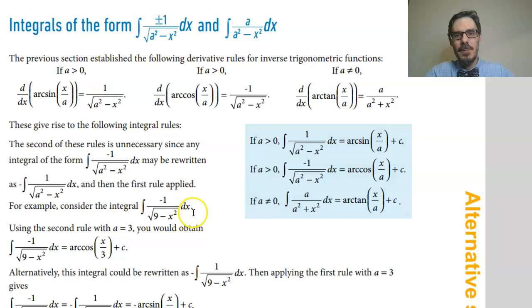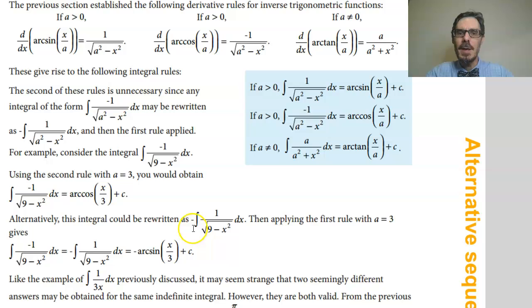So, for example, if you want to integrate this, you would say, well, there's a negative on the top, and 9 is 3 squared, so I'm looking for arc cos of x on 3 plus a constant. Alternatively, it's exactly the same, put the negative outside the front, and it's negative arc sine of x on 3 plus a constant. Be careful, the constant you get in either case might not be the same. It depends very much on your initial conditions.